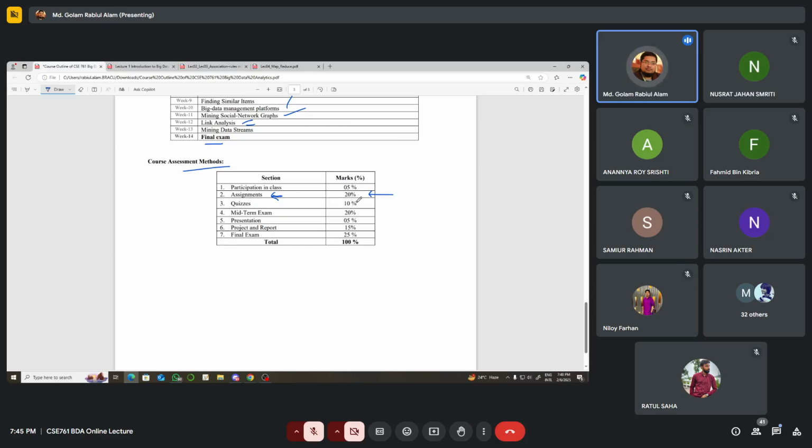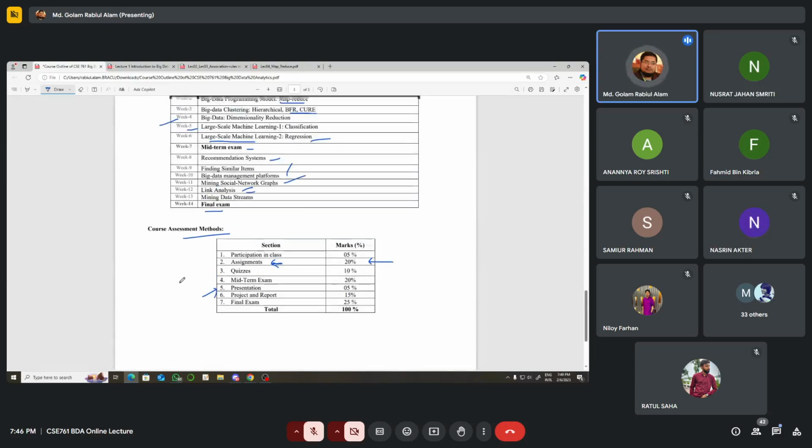So it will carry 20% of the marks. And then quiz, it will carry 10%, midterm exam 20%, presentation based on some big data research will carry 5% of the marks, and project and report will carry 15%. Finally, the final exam will be 25% of the marks. So that's our course plan.